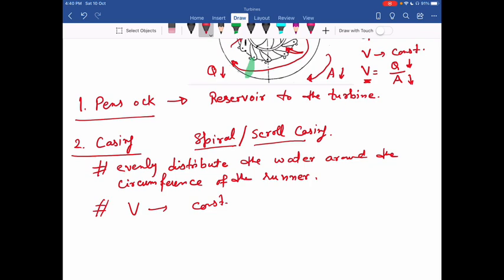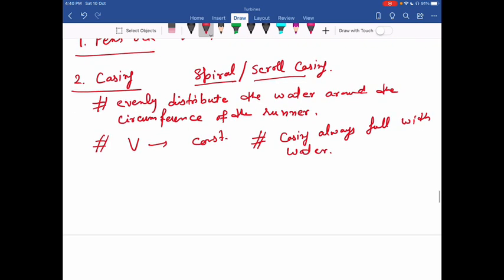Okay, now another thing you can note here. This casing is always full with water. As this casing is full with water, our runner also always remains full with water. Another component is the guide mechanism.